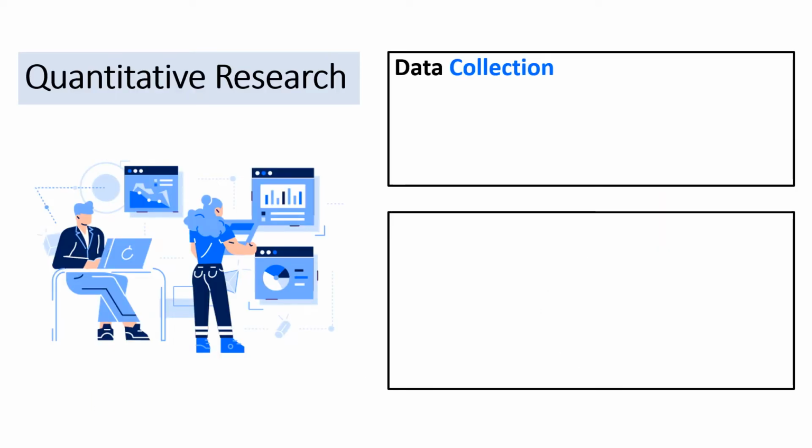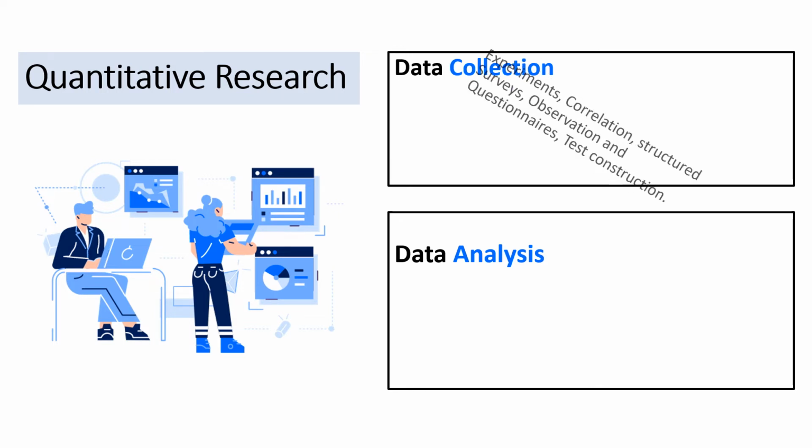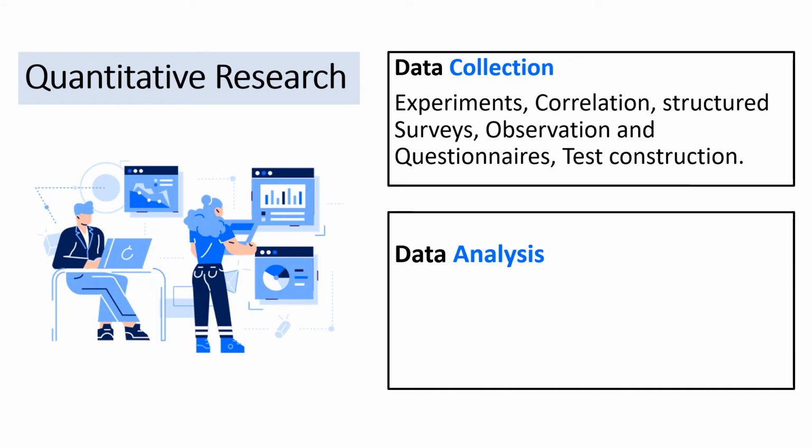Quantitative research will have a component of data collection and data analysis. Let us see by using quantitative research methods how we can collect data. Data is collected through experiments, correlational studies, structured surveys, observations, questionnaires, and finally test construction.